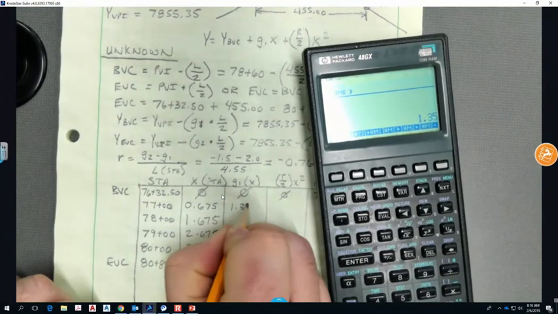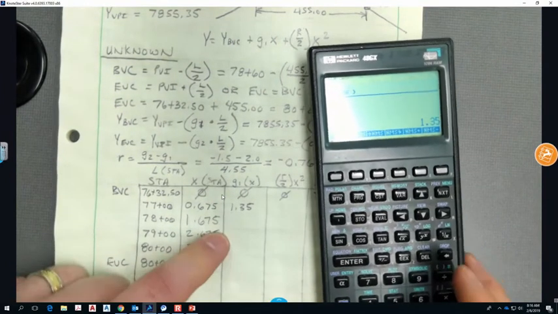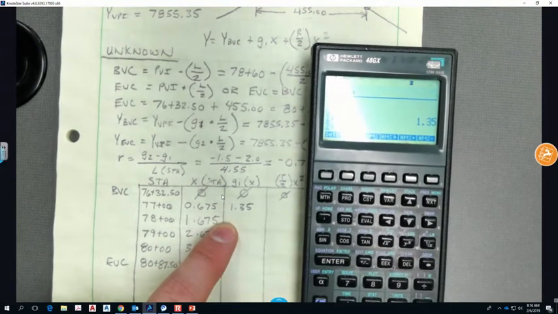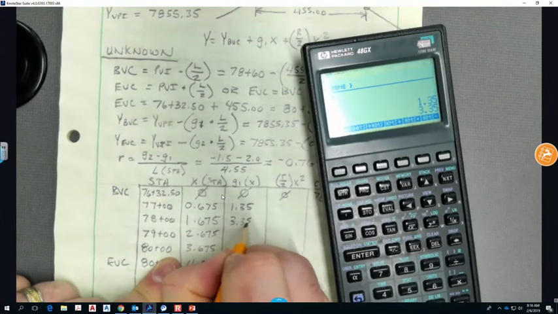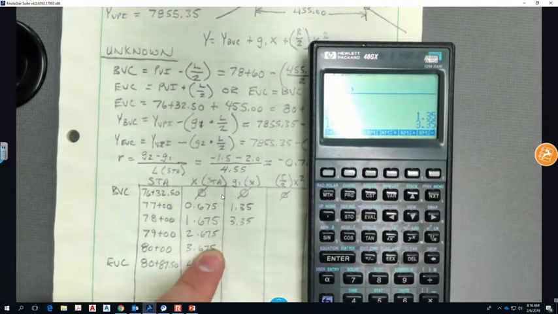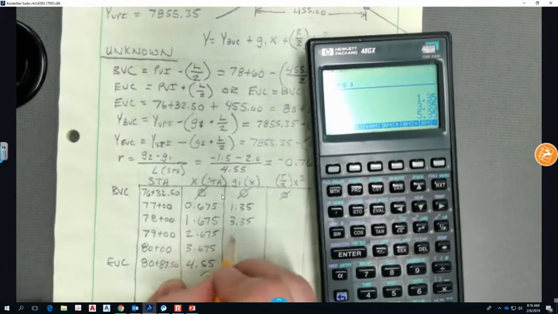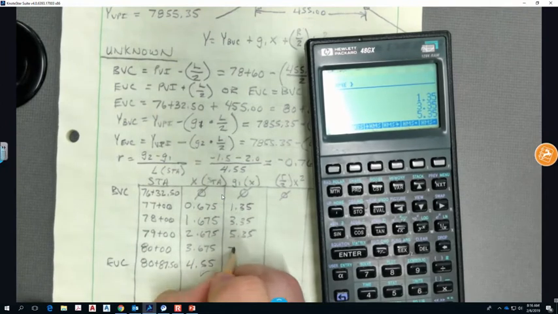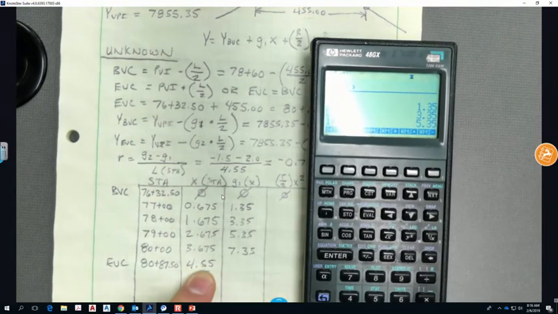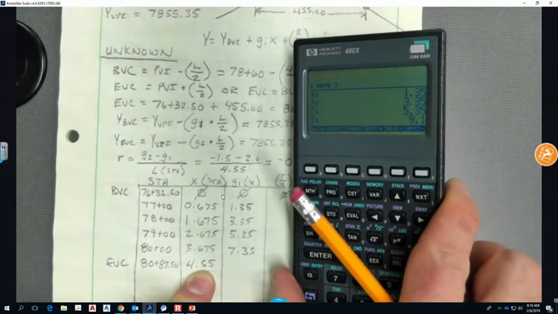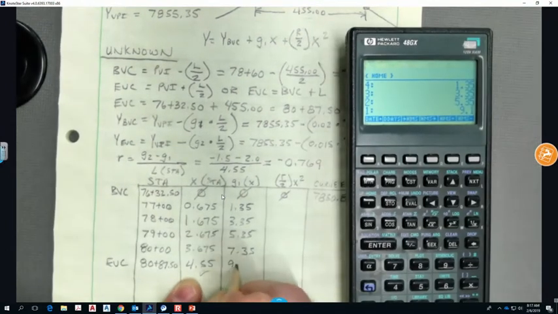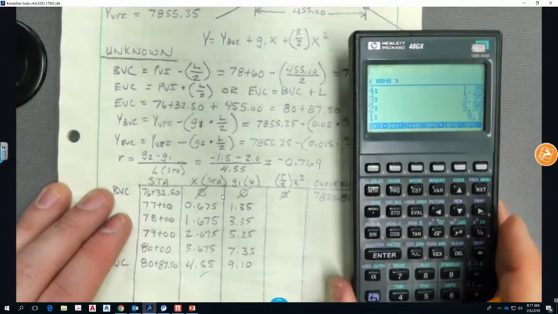So here, 1.35. And then so on. We'll do the same thing all the way down. So I have 2 is my G1, and then times 1.675 gives me 3.35. If you can see, all of a sudden we have a repeating pattern here. If I do my G1 again times my X, 2.675, it's 5.35. I can guess that this one's going to be 7.35, and then the very last one, 2 times 4.55 is 9.10. Okay, so 9.10. All right, so we figured that one out.